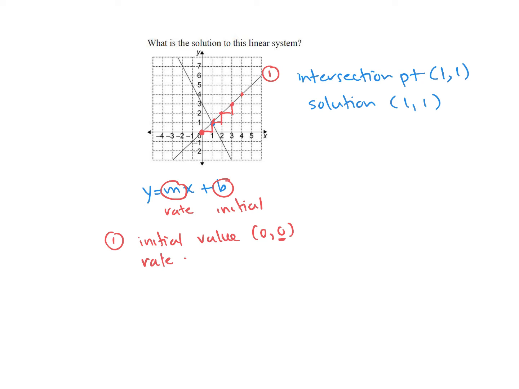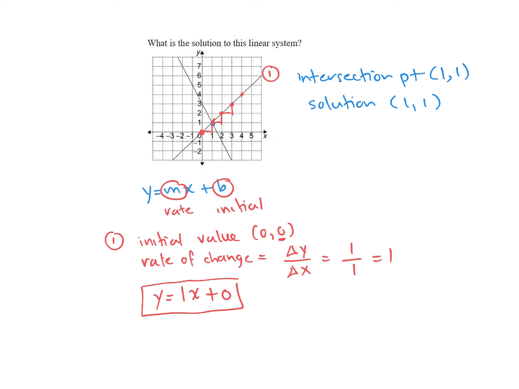So the rate of change, what I'm looking for is how does the y change compared to how does the x change. So when x increases by 1, y is increasing by 1. So the rate of change is 1. So this equation would be a rate of change of 1 for each x and a starting value of 0.